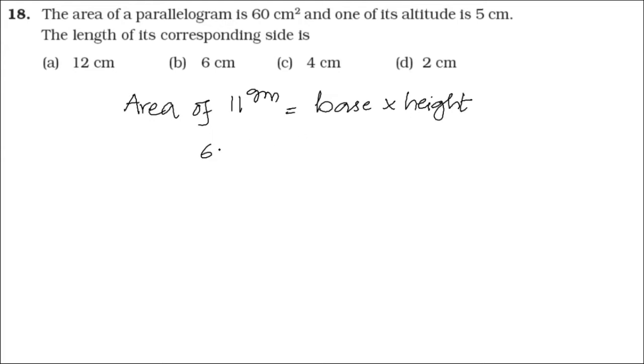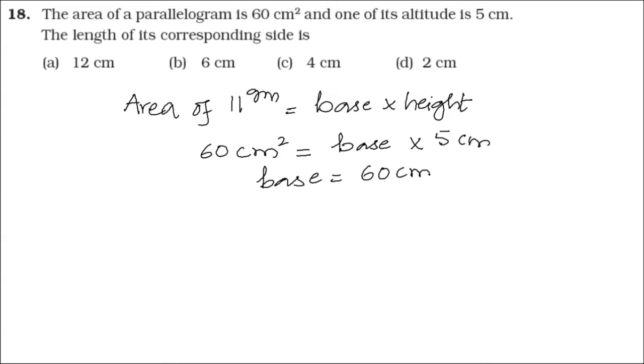Here they have mentioned 60 centimeters square as the area. We need to find out the corresponding side. It means the base, and the altitude is given as 5 centimeters. So we can find out the base. The base will be equal to 60 centimeter square upon 5 centimeters. 60 goes with 5 12 times. So 12 centimeters is the length of the corresponding side.